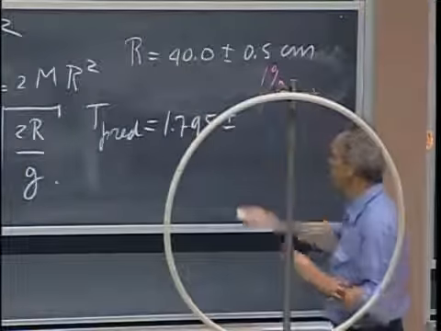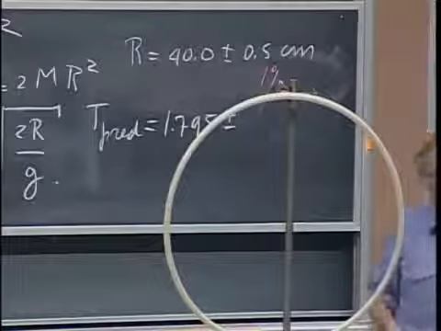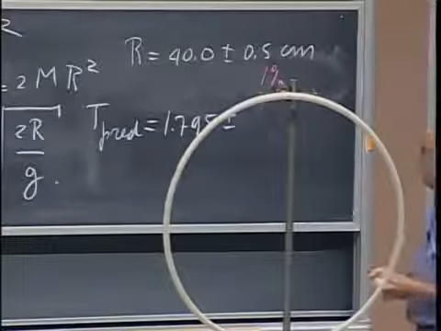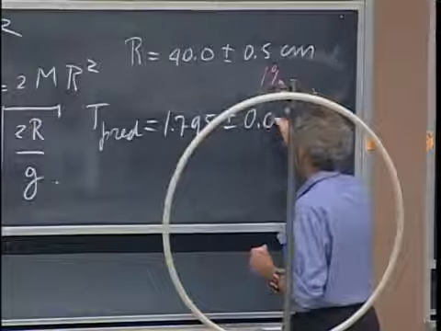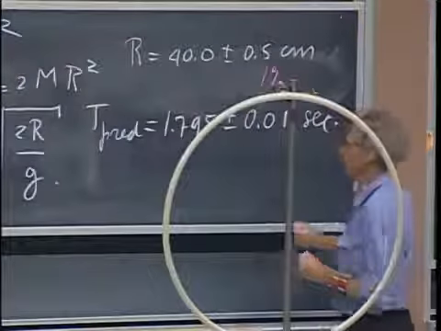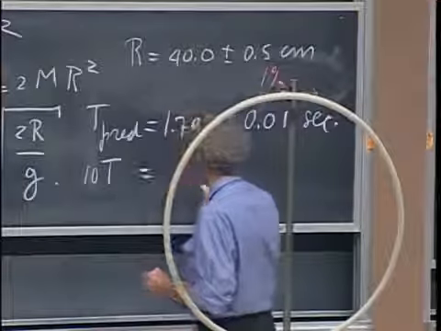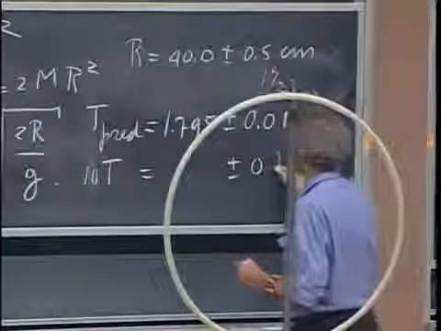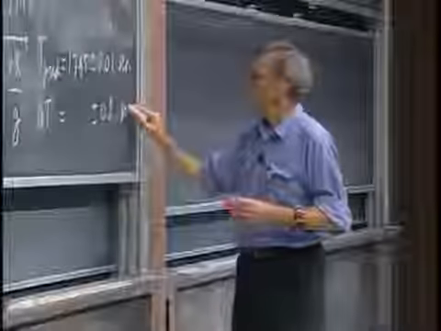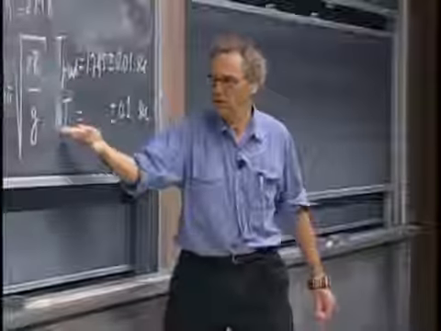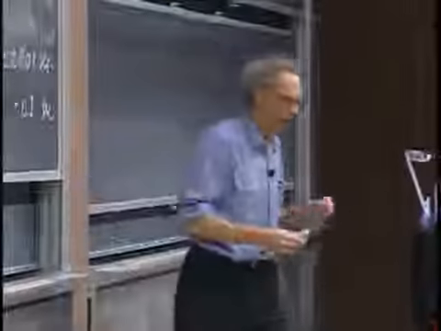And that would become a half a percent uncertainty. Half of 1.79 is about 1. So let's make it easy, 0.01 seconds. That is my prediction. And I'm going to make 10 oscillations, which gives me an uncertainty of 0.1 seconds in 10 oscillations. So that gives me an uncertainty of 0.01 in 1 oscillation.